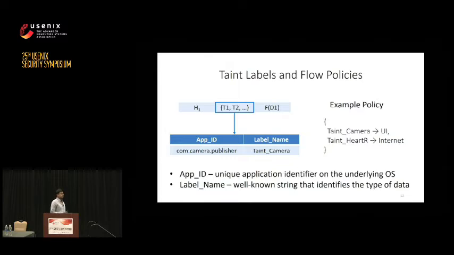Now the policy is simply a set of flow rules. Each flow rule is of the form taint label flows to sink. So here we have two flow rules that allow camera data to go to the UI and heart rate data to go to the internet.